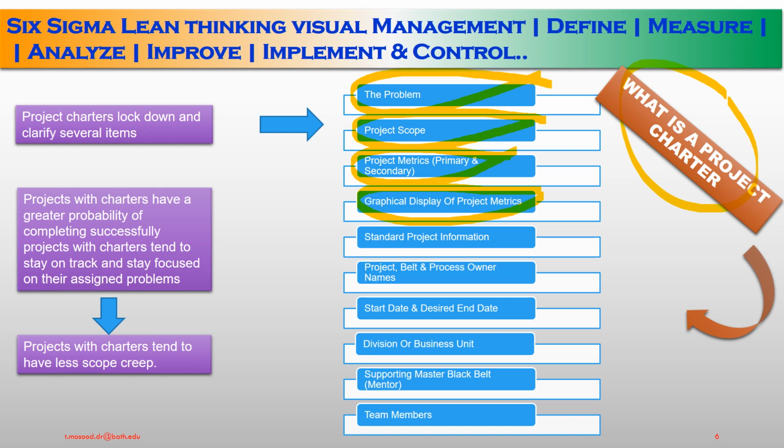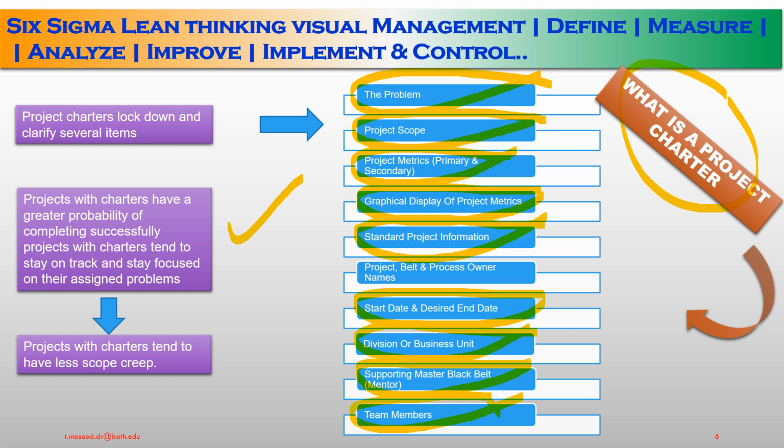Then standard project information. Then the project belt, the process owner and names. Then the project start date and when it's supposed to finish, that's called the desired end date. Division or business unit, we need to explain or demonstrate. Then supporting master black belt mentor, how he can work and how he can deliver. Then members who should participate in order to deliver the results. Basically, projects with charters have a greater probability of completing successfully. Projects with charters tend to stay on track and stay focused on their assigned problems. That's what the charter should demonstrate. Projects with charters tend to have less scope creep as far as improvement is concerned.